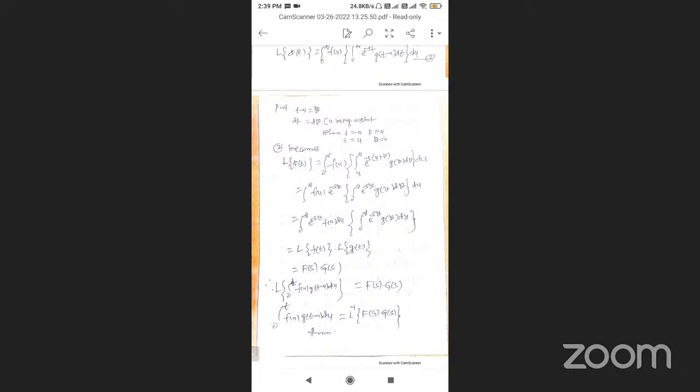The convolution theorem also has application problems. The convolution application problems are on page number 204.